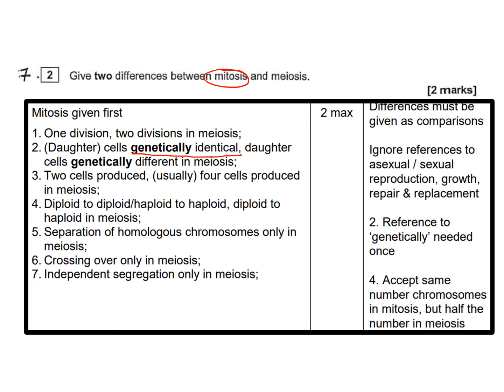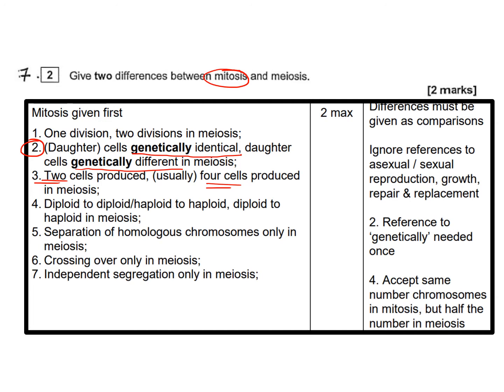In meiosis, there's two separate divisions, meiosis 1 and meiosis 2. And we know 4 cells are produced from meiosis versus only 2 daughter cells from mitosis. We know the gametes produced from meiosis are genetically unique. And we have to have the word genetically in that answer for mark point number 2.